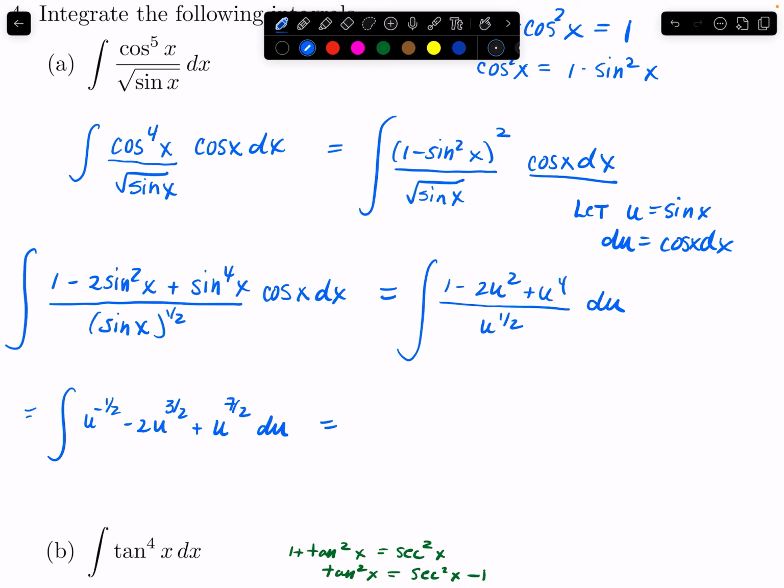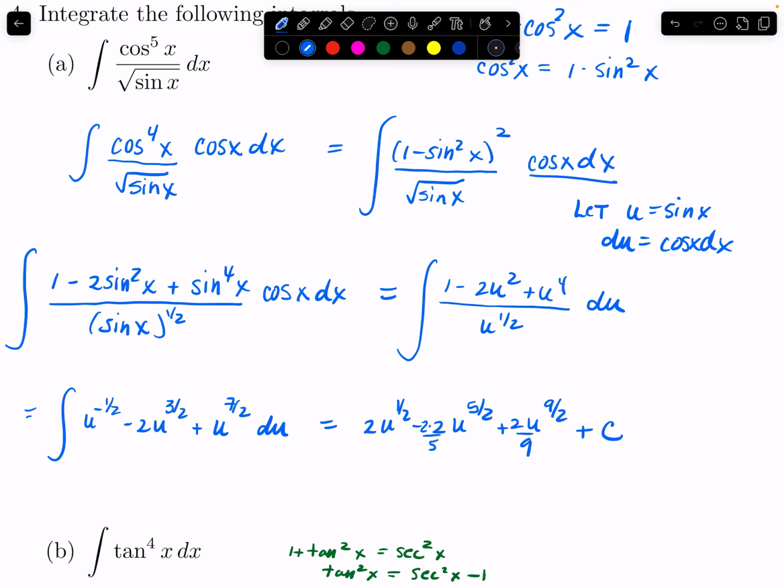Pretty straightforward. So it's going to be u to the 1/2 over 1/2. So 2, minus 2u to the 5/2 times 2/5, plus u to the 9/2 times 2/9, of course, plus c.